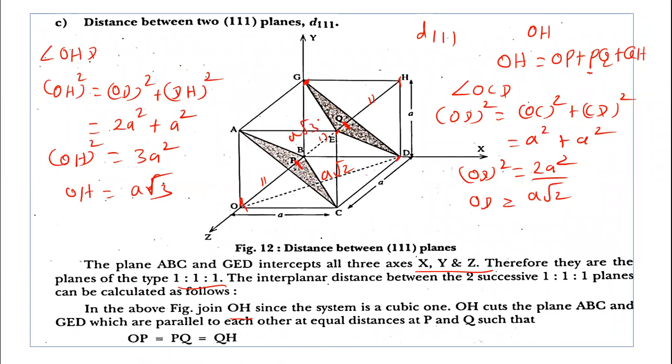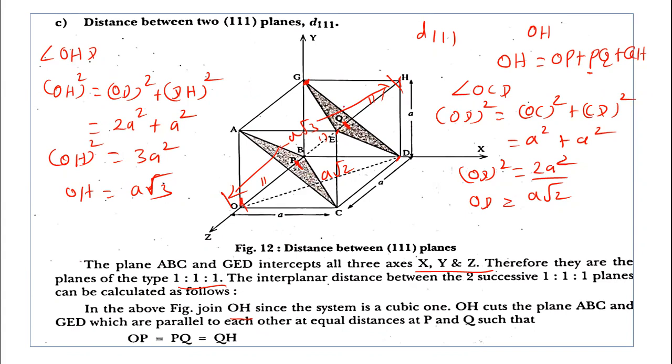From this point to this point, this distance is A into root 3. So OH is equal to A into root 3.